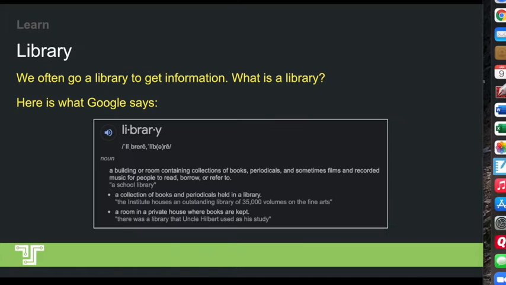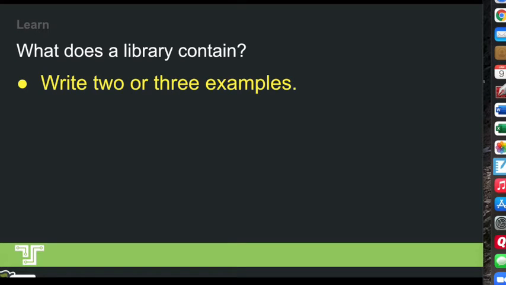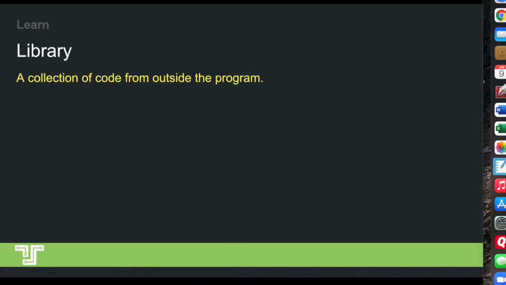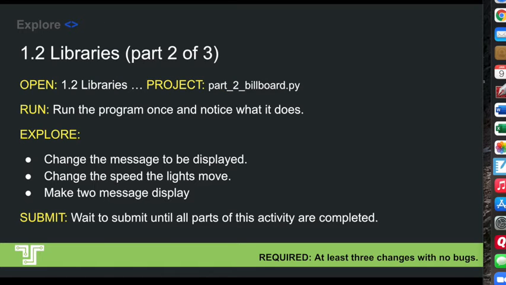One of the ideas that we have is we'd like to go to a library. We often go to a library to get lots of information. Here's what Google says, and I'll let you read that if you'd like. So what does a library contain? Well, it contains books and resources and videos and things like that. In Python, a library is a collection of code from outside the program. Now let's explore a little bit what this might mean.